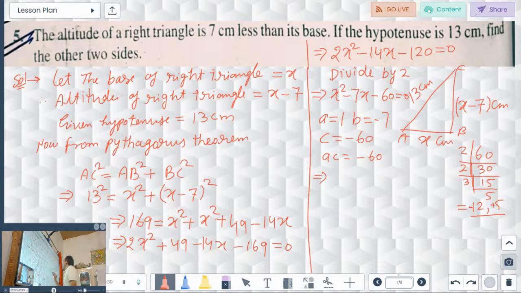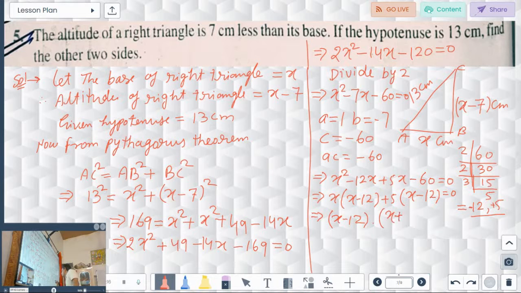Now we can write the above equation: x square minus 12x plus 5x minus 60 equal to 0, okay. Now x common, x minus 12 plus 5, x minus 12 equal to 0, okay. Now x minus 12 and x plus 5 equal to 0.